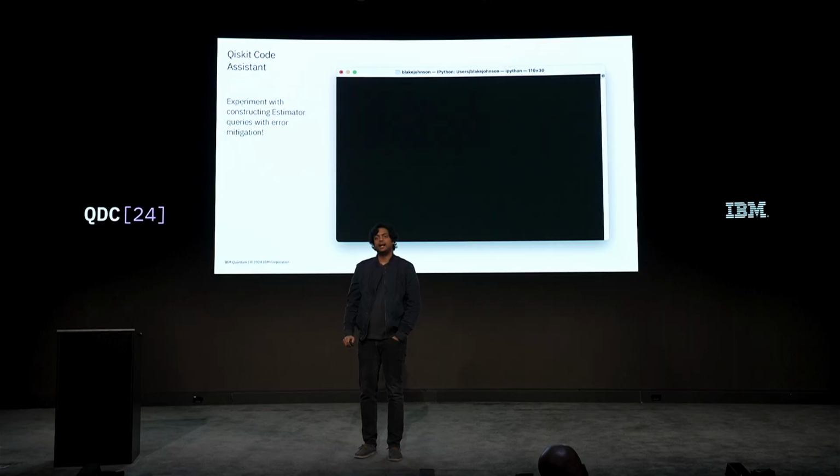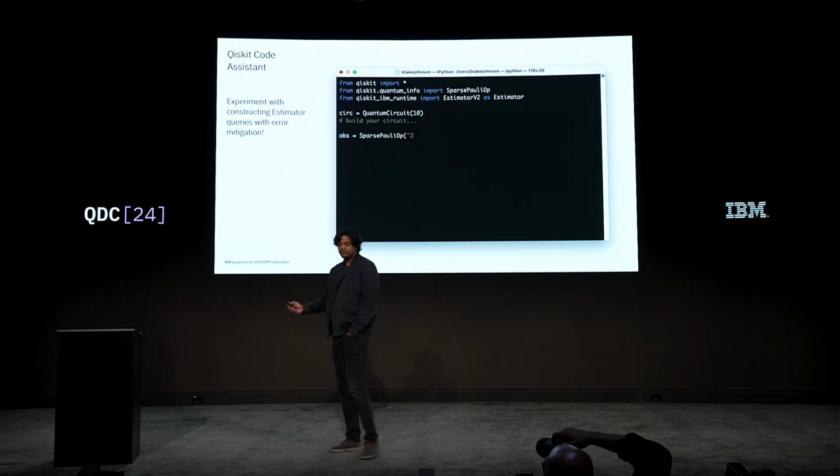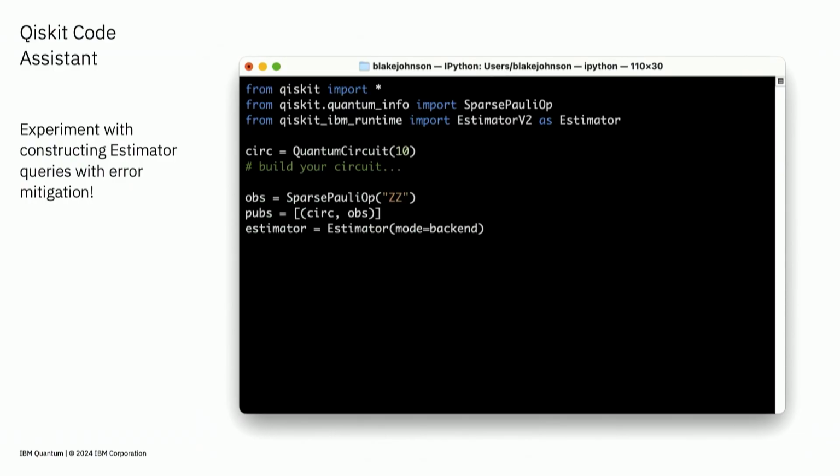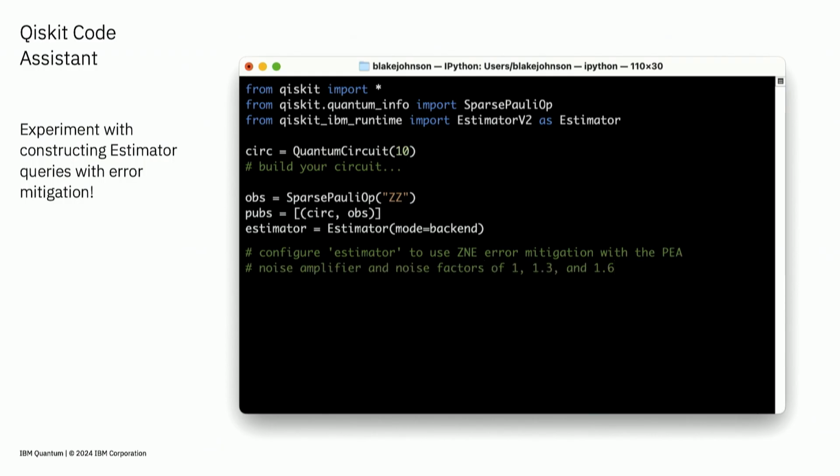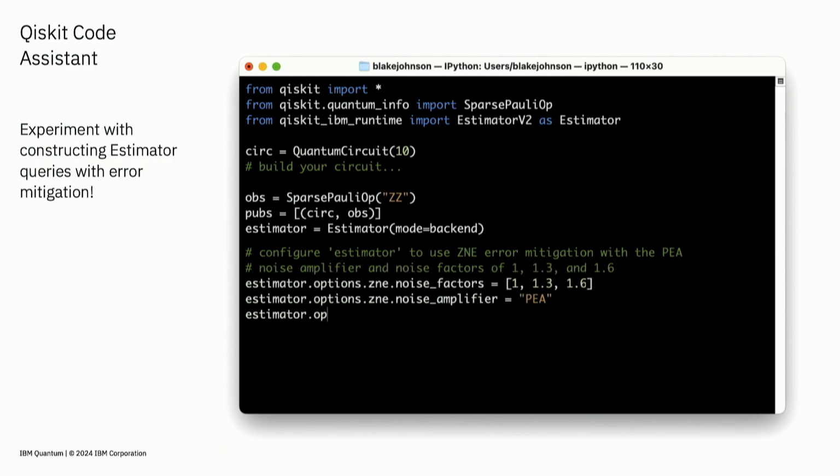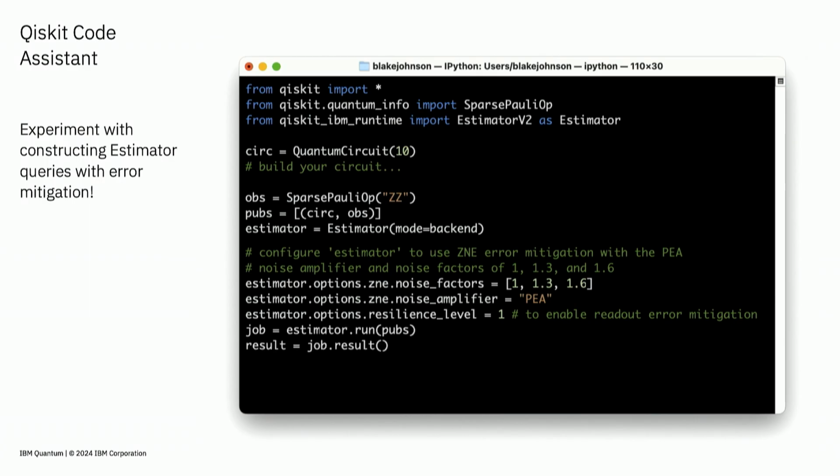And if you haven't had a chance to yet play with the Qiskit code assistant, please give it a try. Here is a relevant example to the methods I'll be discussing today, specifically probabilistic error amplification. And we've had a limited set of training data for this, so if you have feedback, this is something we'd really appreciate a lot.